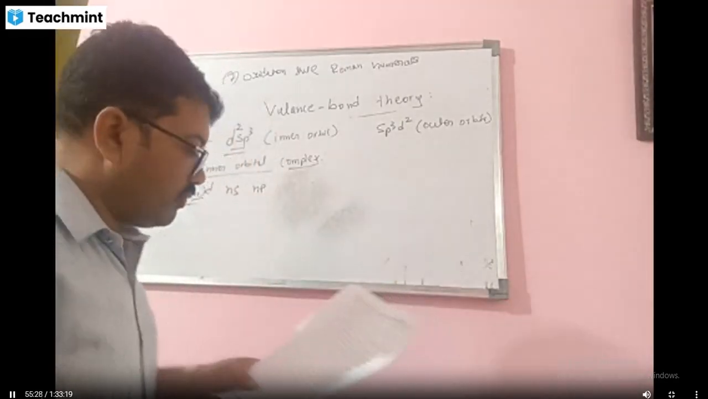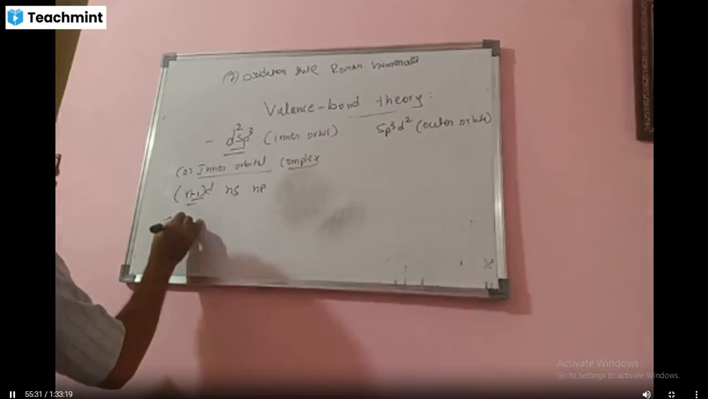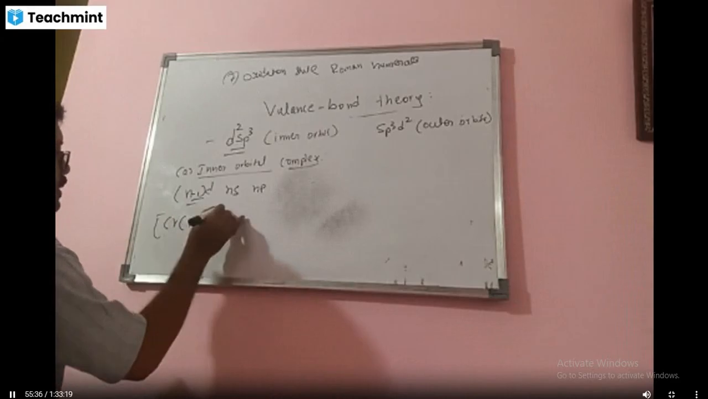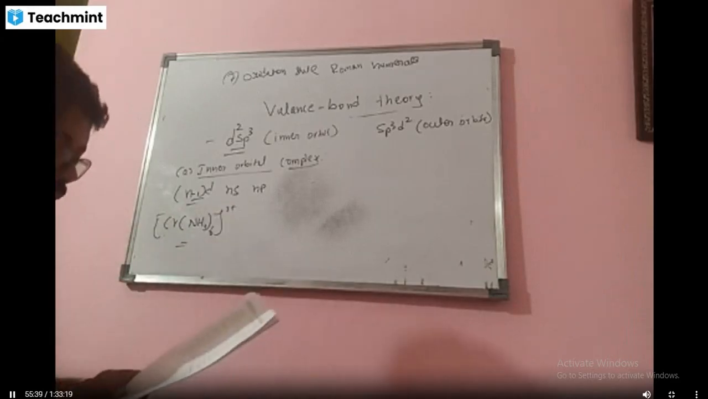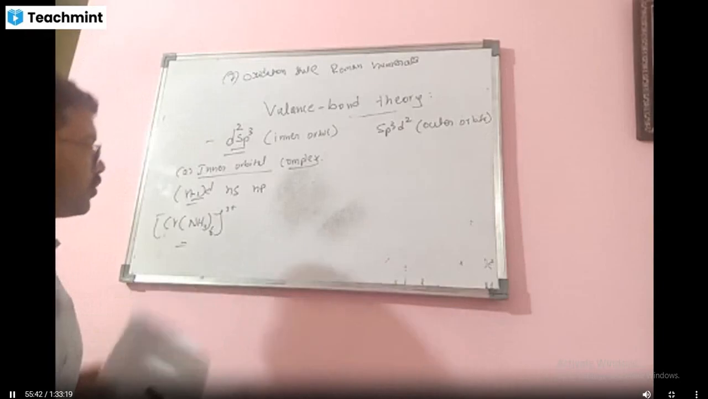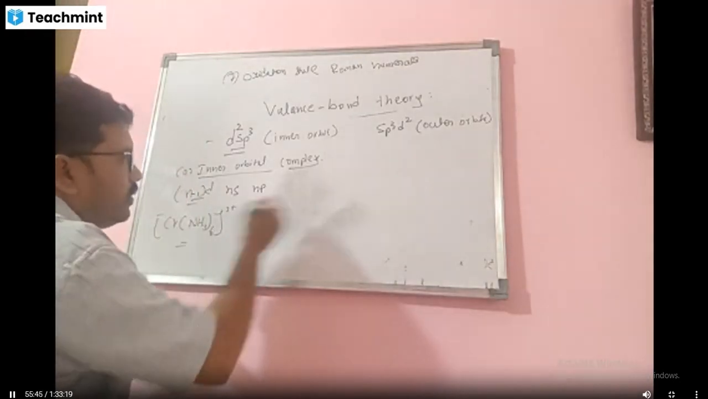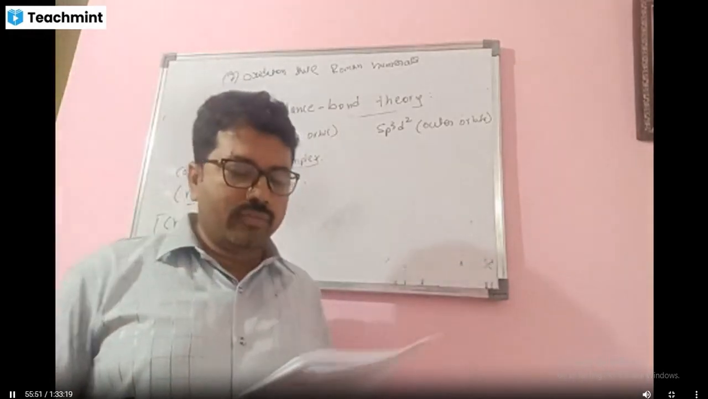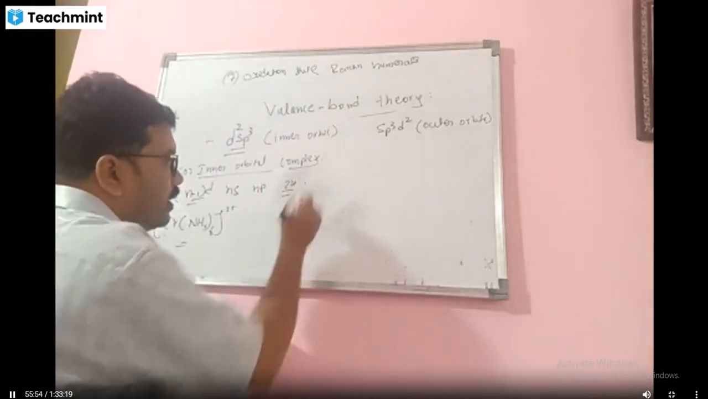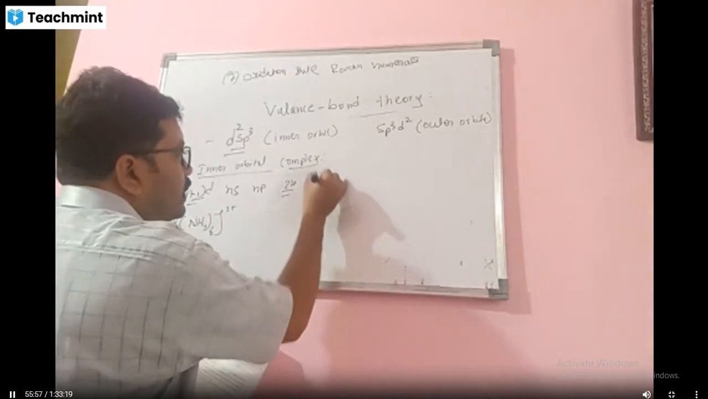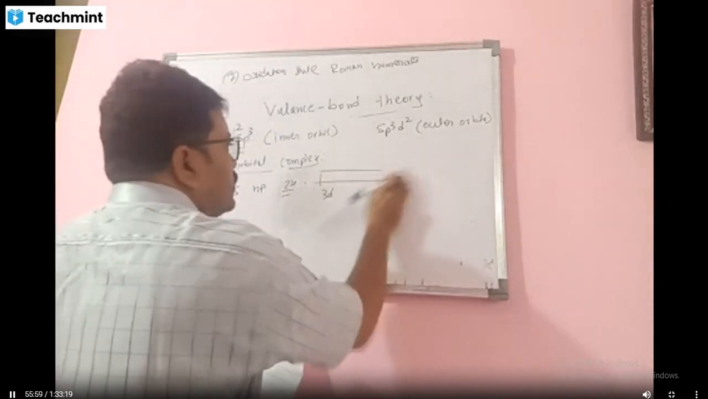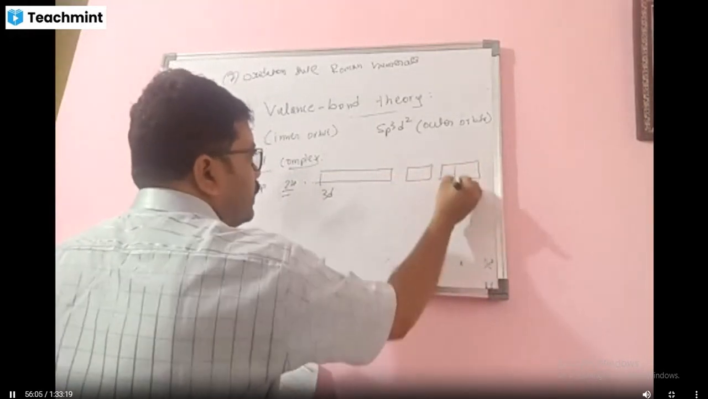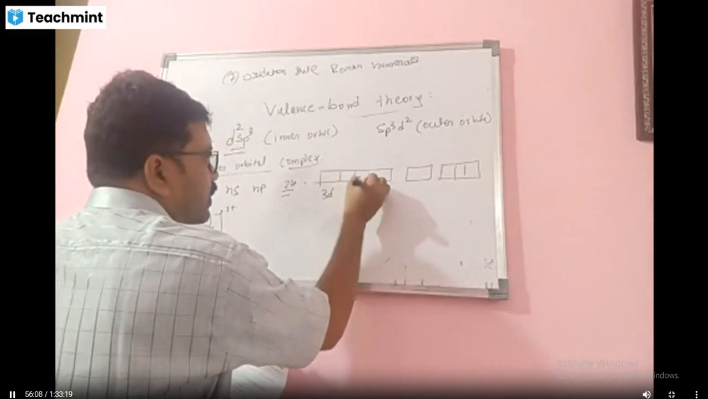See, first one example: the hexaamminechromium(III) complex. The atomic number of chromium is 24. Chromium ground state electron configuration: this is 3d and this is 4s. How many orbitals does 3d have? 5.